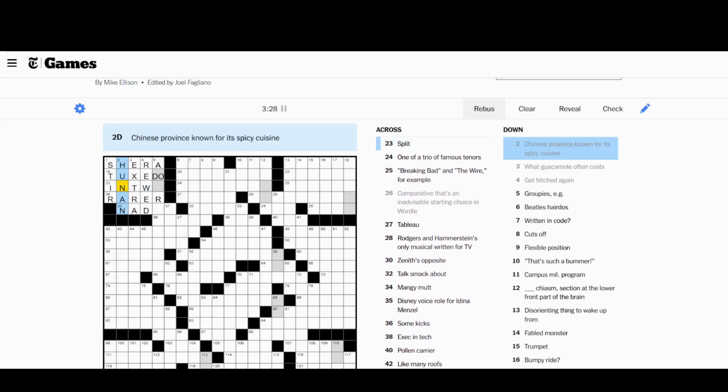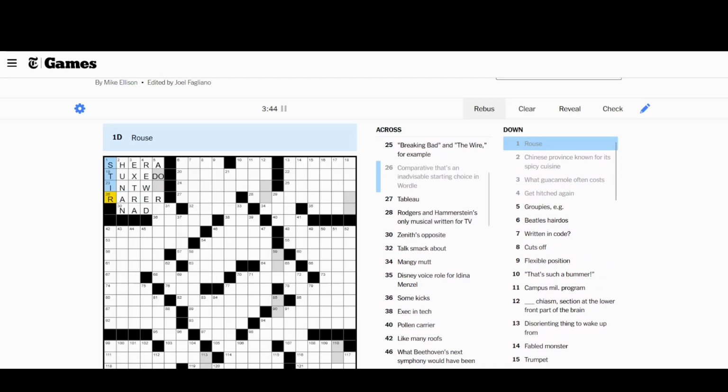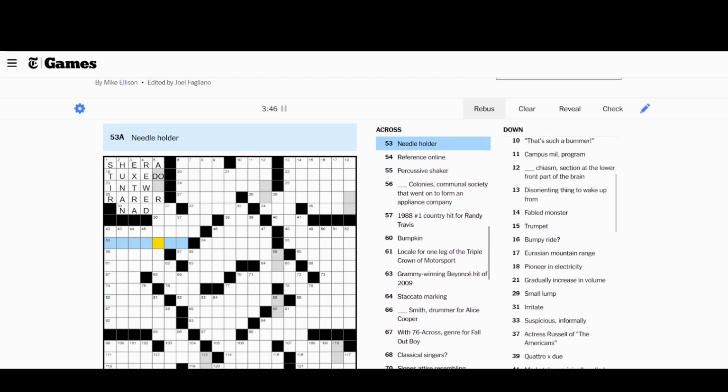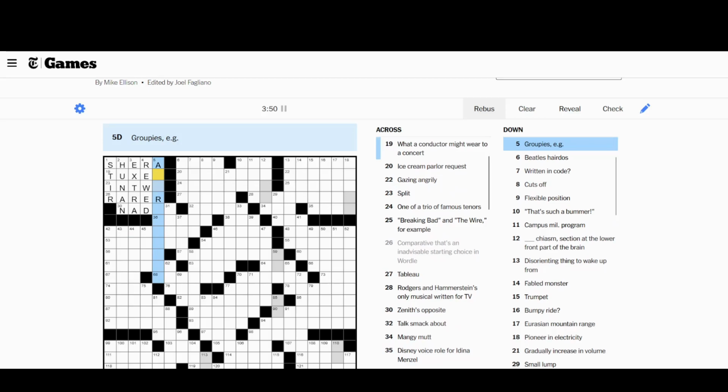Like, I don't know much about which specific regions Chinese cuisine comes from. Split could be in two is what I would have said. Oh, actually, I think I see what's going on.